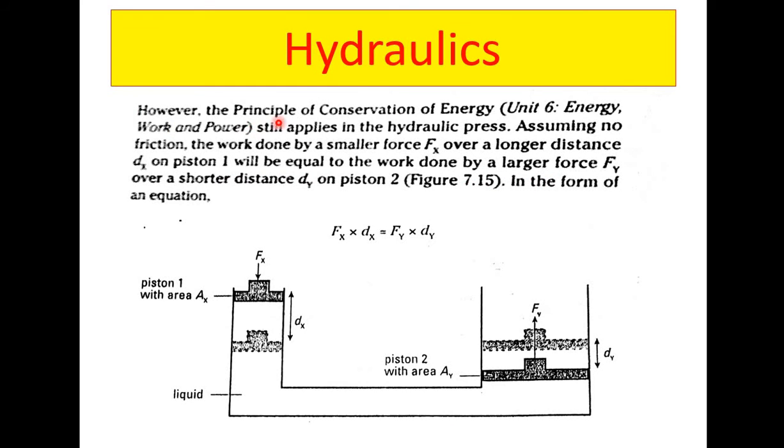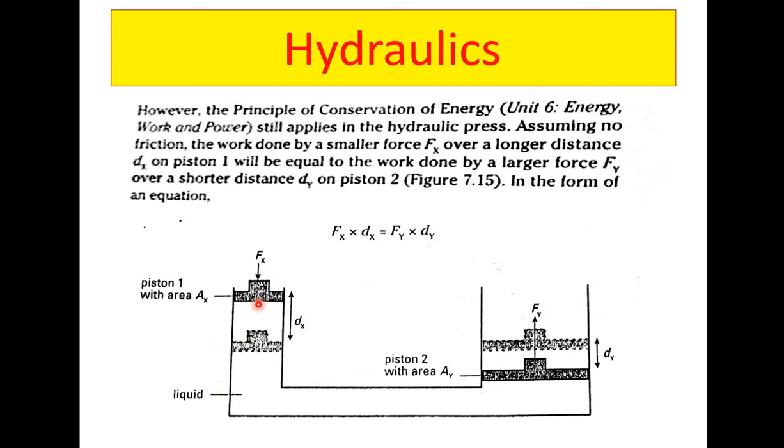However, the principle of conservation of energy still applies in a hydraulic press. Assuming no friction, the work done by a smaller force over a longer distance dx on piston 1 will be equal to the work done by a larger force Fy over a shorter distance dy on piston 2. Notice that this is the formula for work done: force times distance.